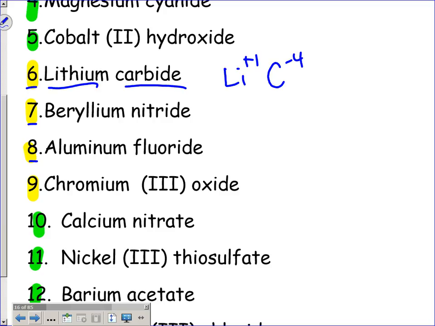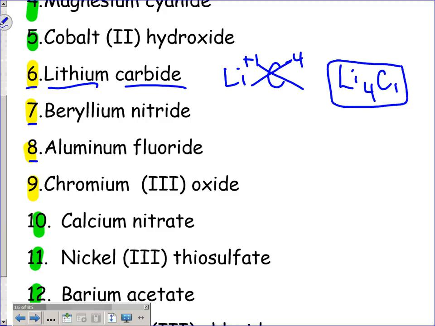At this point, they are going to cancel each other out only if I have enough of each of them. But when I crisscross it, I automatically make equal the number I need to equalize it out. So when I crisscross this, what do I get? Li4C1. I don't have to write the 1, but I can. This is the formula for lithium carbide.